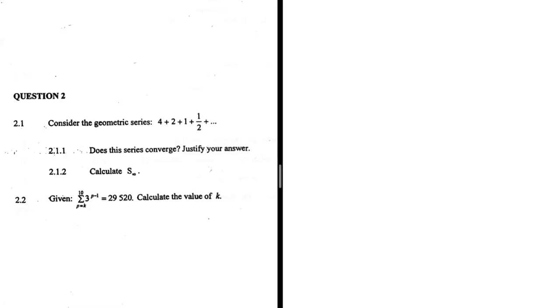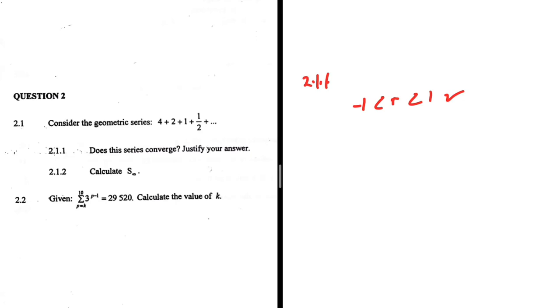Let's just go ahead and do 2.1.1. So consider the geometric series 4 + 2 + 1 + a half. Does the series converge? Justify your answer. So what is the prerequisite for a series to converge? We need r to be between 1 and −1. When this is the case, our series is converging, and when that is not the case, it is divergent.